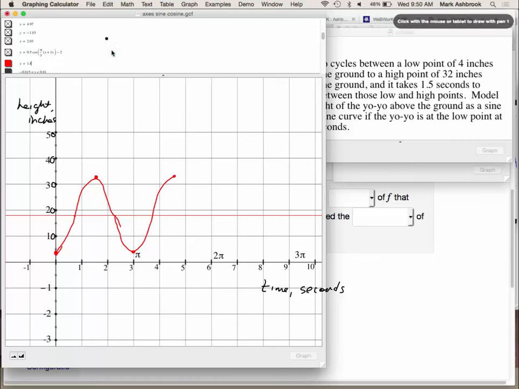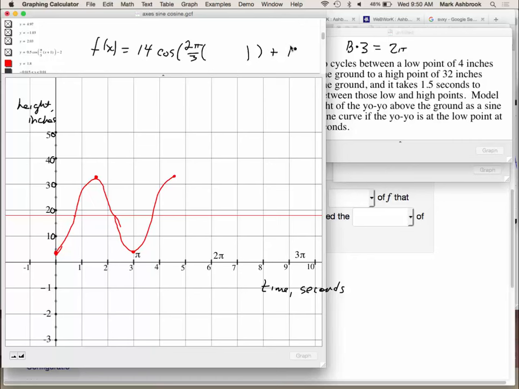So what's our amplitude? Fast? Amplitude is 14. That's from the midline up to the top. Cosine. What's our period? Period is 3. So b times 3 is 2 pi. Therefore, b is 2 pi over 3. We'll do the shift later. And then the midline is up at 18. So we got 14 as the amplitude, midline shift of 18. The period is 3 seconds, so that makes a b value of 2 pi over 3.